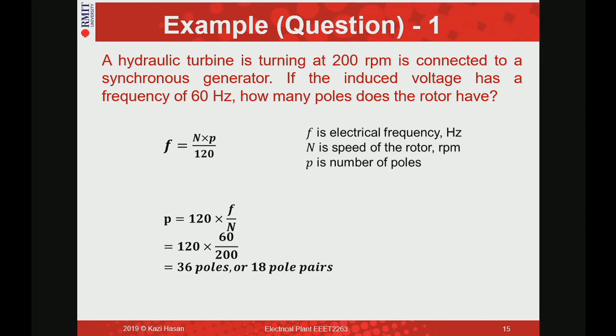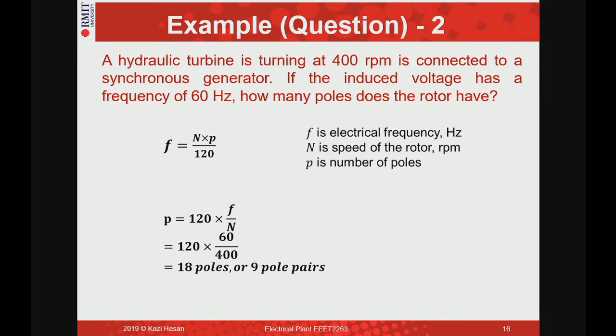This is an easy one. What will happen if we have 400 RPM? Previously it was 200, now it is 400. So it means if you double the speed of your generator or machine, then the number of poles will be half. This is easy. This is not tough.